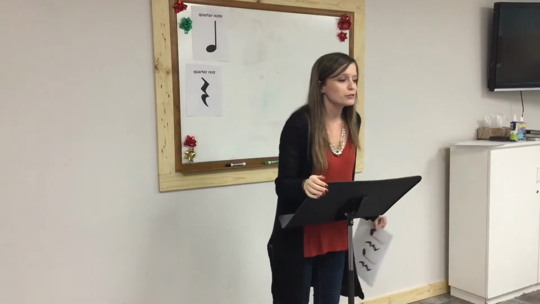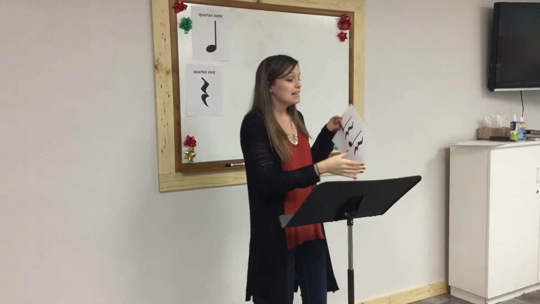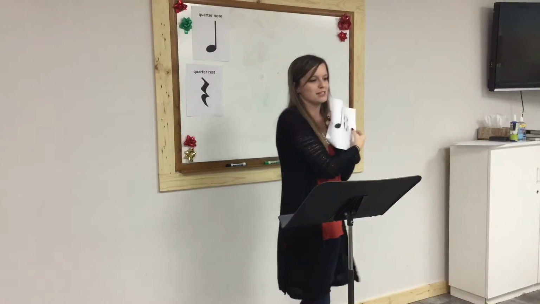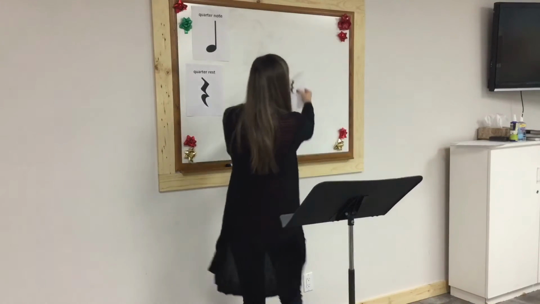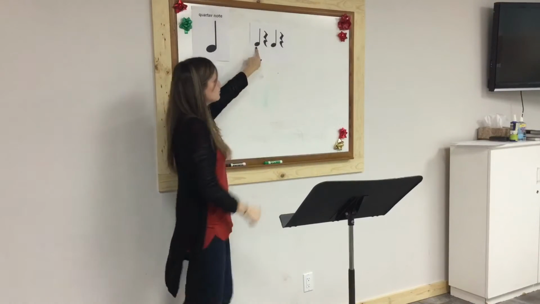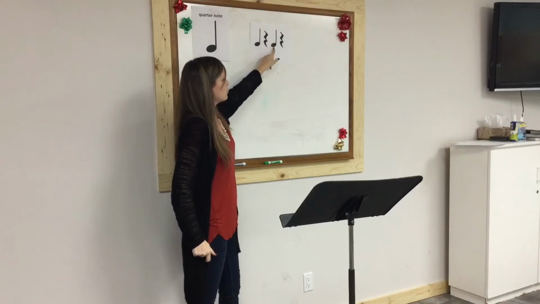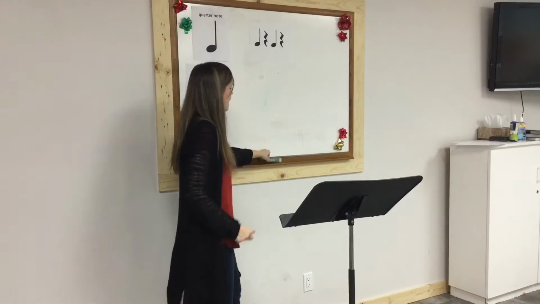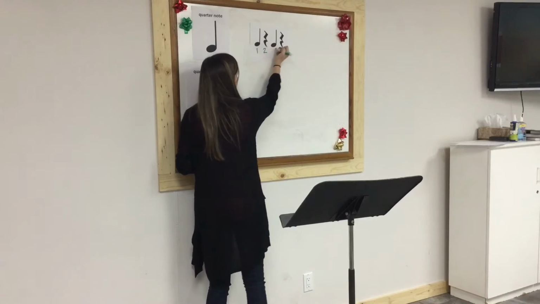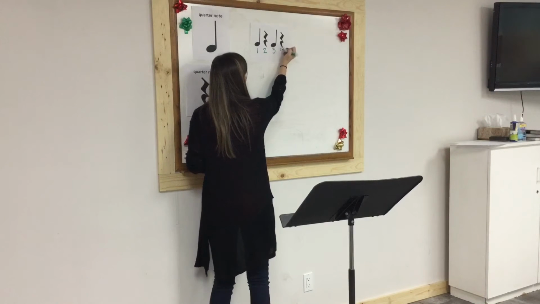Now what we're going to do is we're going to practice clapping some different rhythms, reading our notes, and then we're going to get to do this with our instruments. So here is our first rhythm. We have a quarter note, a quarter rest, a quarter note, and a quarter rest. And how we do this is we count to 4. So 1, 2, 3, 4.